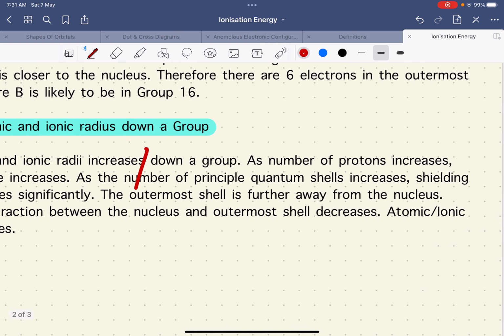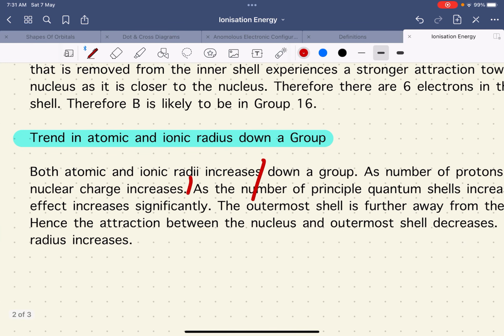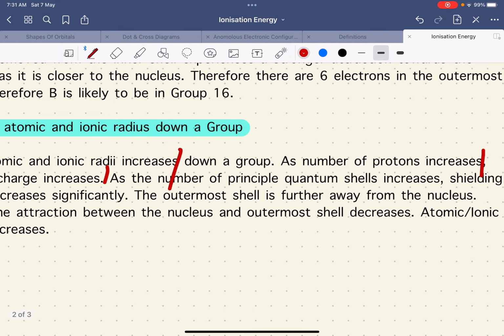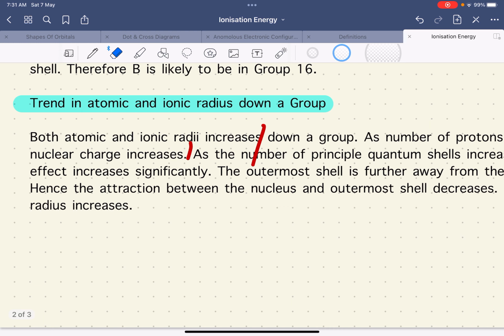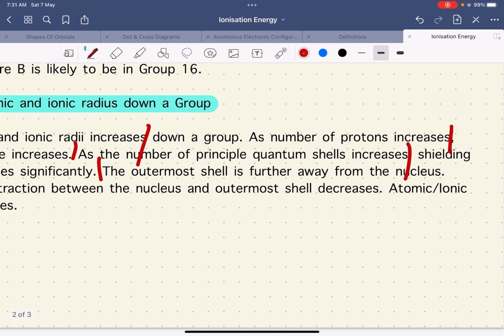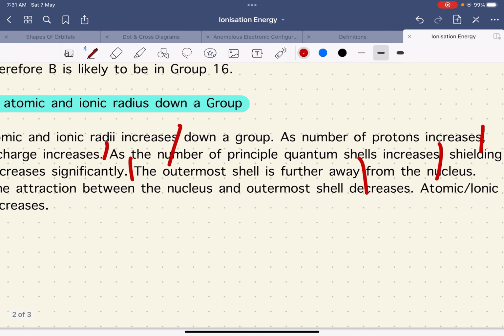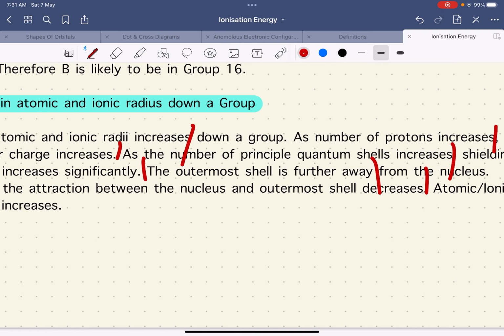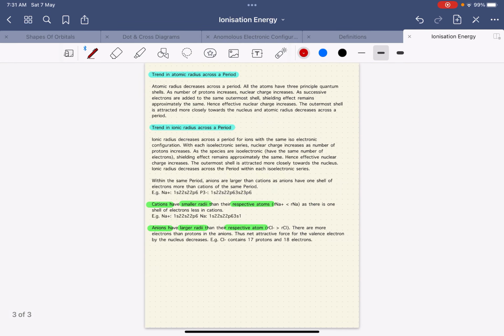Down the group, the number of protons increases, so the nuclear charge increases. The number of principal quantum shells increases, in fact significantly. The outermost shell is further away from the nucleus, so the attraction between the nucleus and the outermost shell decreases. With less attraction, the atomic radius increases. You know what I mean?